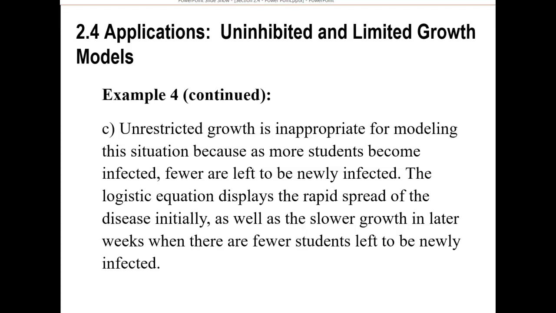All right, part C was to explain why the uninhibited growth is not appropriate, but the logistic model would be. So unrestricted growth is inappropriate for modeling this situation because as more students become infected, there's fewer left to be infected. There's only a finite number of students on campus, right? That's what the L value would represent. The logistic equation displays rapid spread at the beginning, and then the growth slows down later. Remember how that graph kind of flattened out because it's growing slower because there's fewer students that are left to be newly infected.